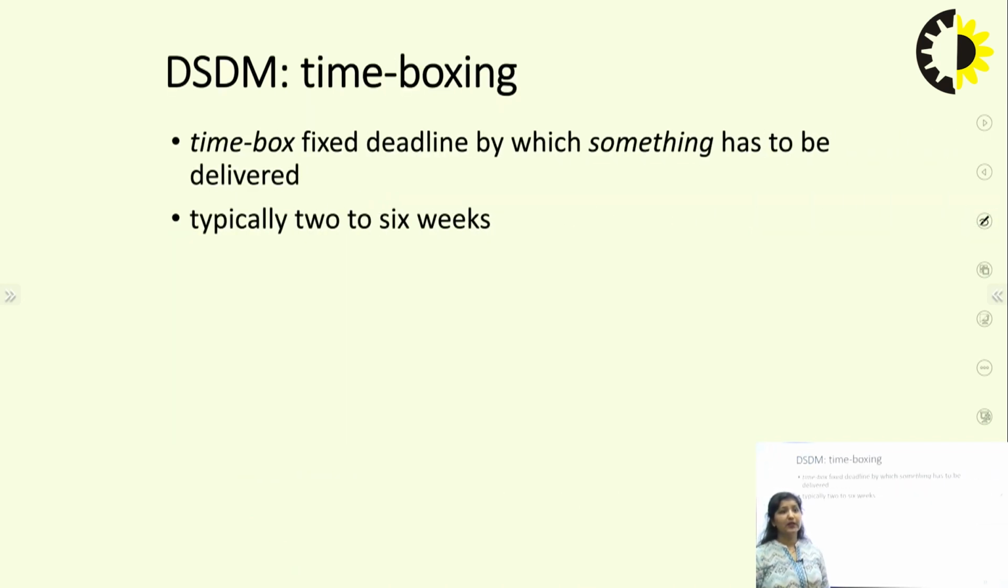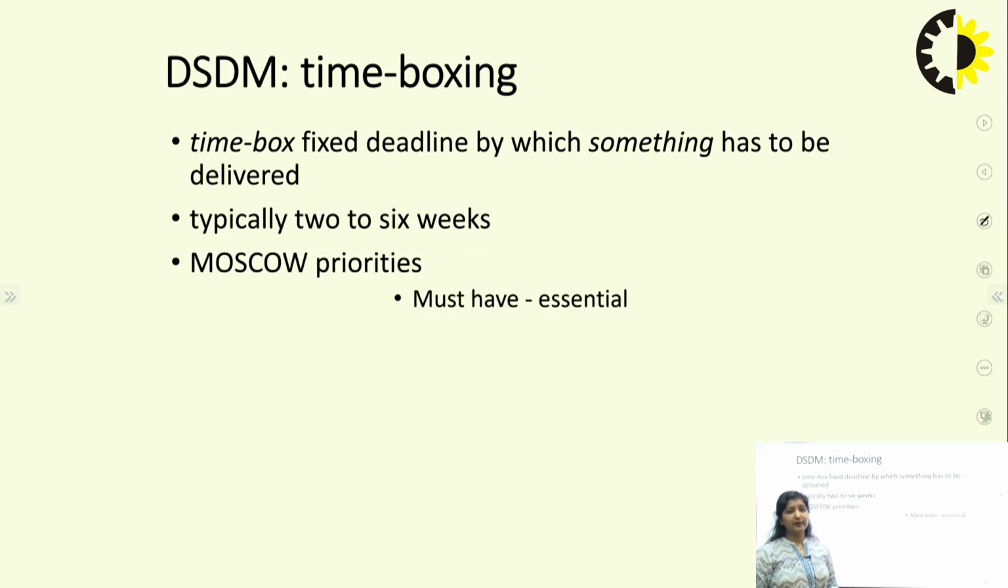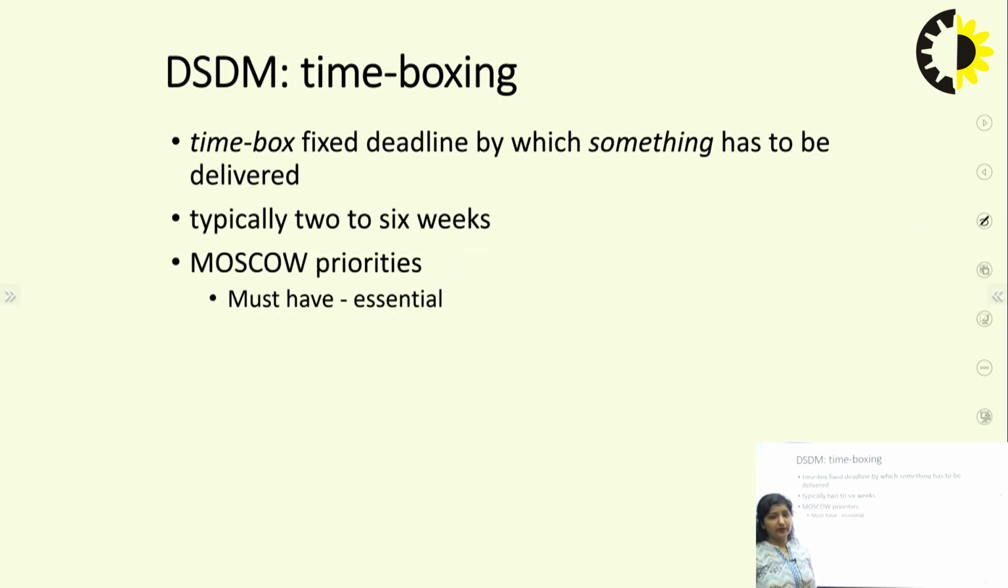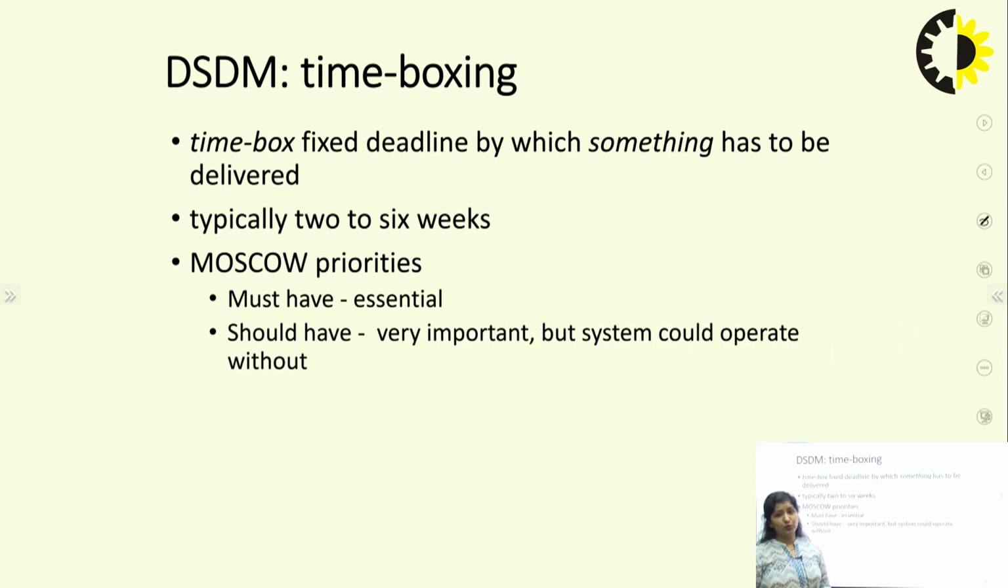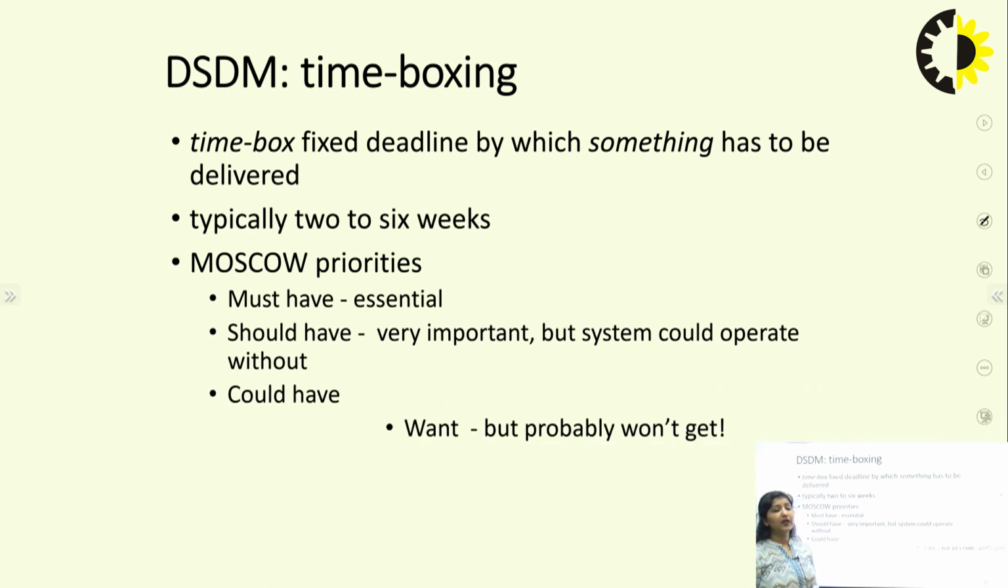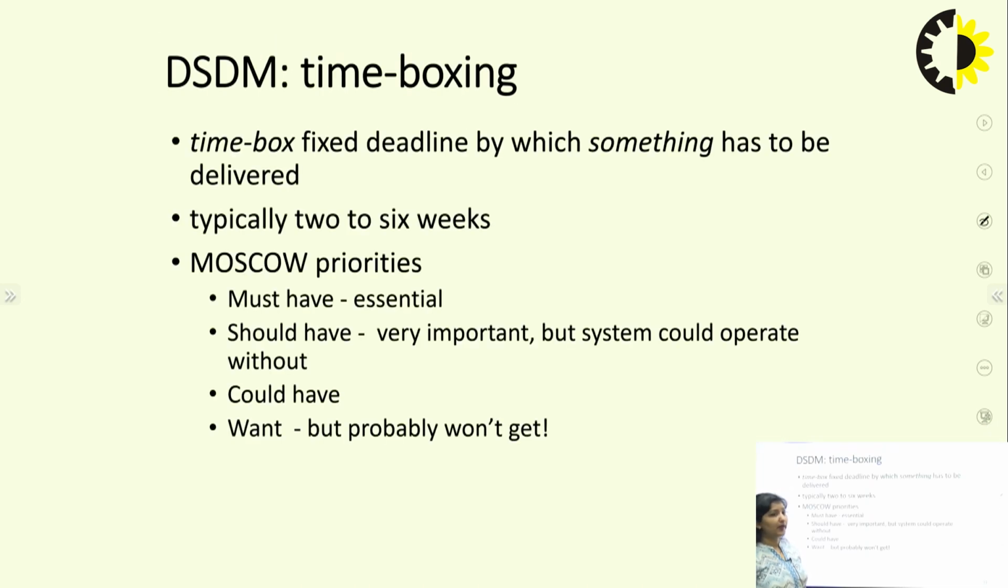DSDM time boxing. A time box is a fixed deadline by which something has to be delivered, and typically the time is from 2 to 6 weeks, and the MoSCoW priorities are there in it. What are the MoSCoW priorities? Must have, should have, could have, and want. So these are the MoSCoW priorities.